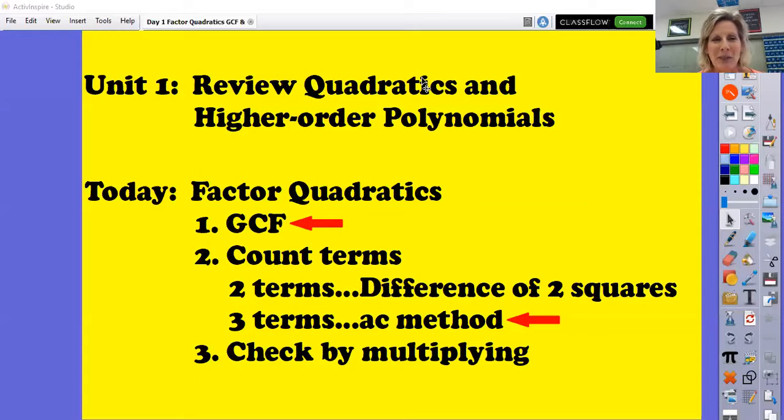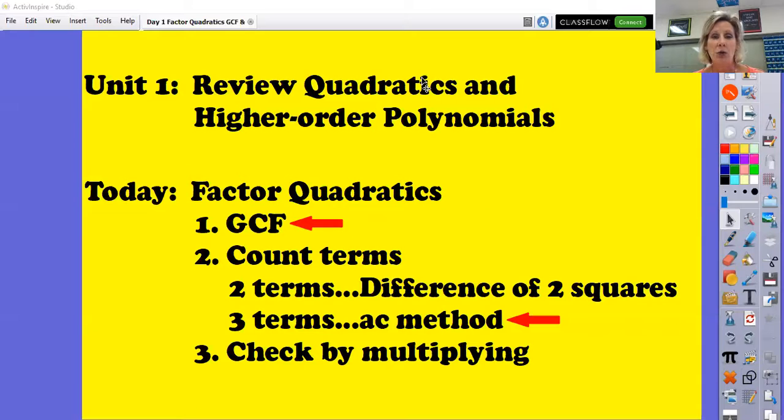Hey, Algebra 2B students. So for your very first chapter in Algebra 2B, we are going to review what we know about quadratics and higher order polynomials. Today, we'll set out on a journey of reviewing quadratics. So we're going to start with factoring.